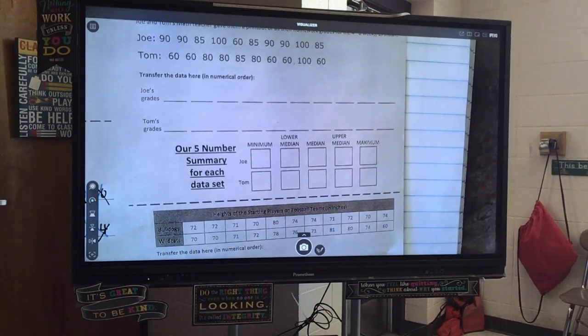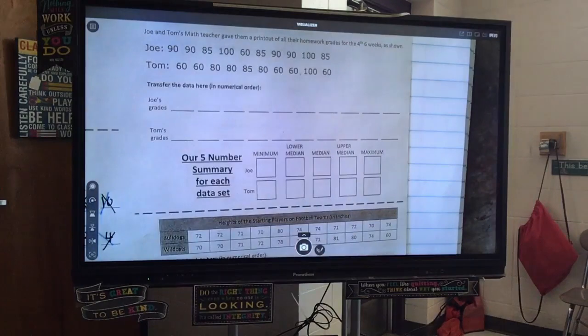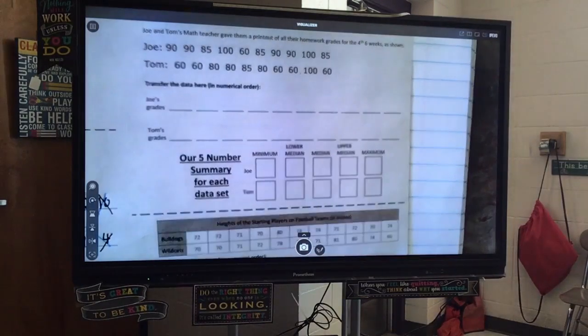All right. Go ahead, have a seat. If you are not done, that is fine. Hopefully at least everybody got this first one done on the right side, so put your pencils down. If you didn't, I have no idea what you were doing.